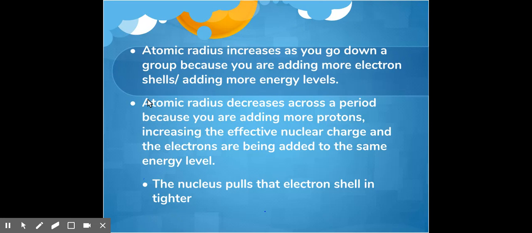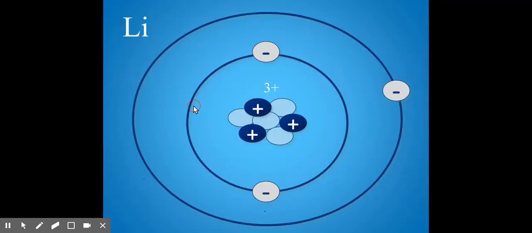Okay, so as I demonstrated, even though you're going across the period and adding more electrons, you're adding electrons to the same energy level. So they're essentially approximately the same distance from the nucleus. So I tried to create a visual here, so hopefully you guys can see how this works.